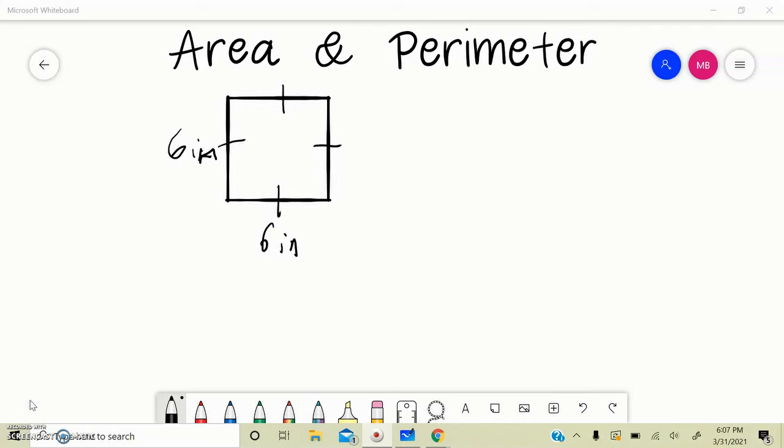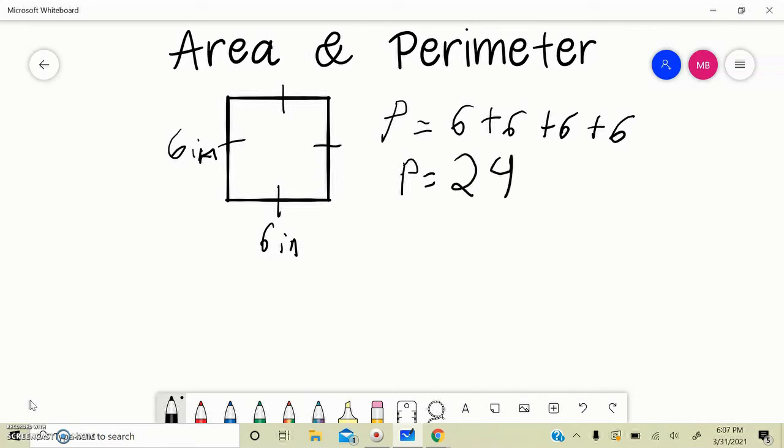So when I'm looking at perimeter, I want to add up the length of all four sides. So I have 6 inches for all four sides. So I'm going to do 6 plus 6 plus 6 plus 6. Then I do the addition and I get 24. Am I done yet? No, I am not. What am I missing? My units, that's correct. So my perimeter would be 24 inches.